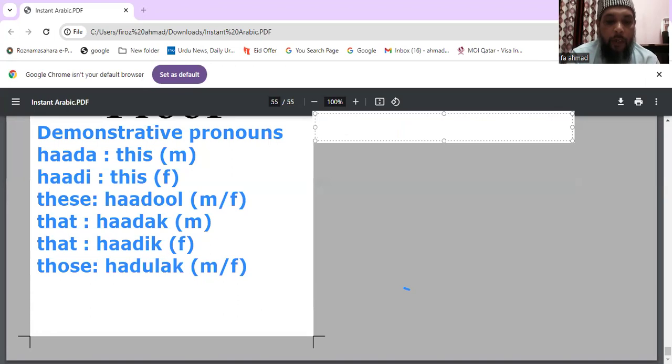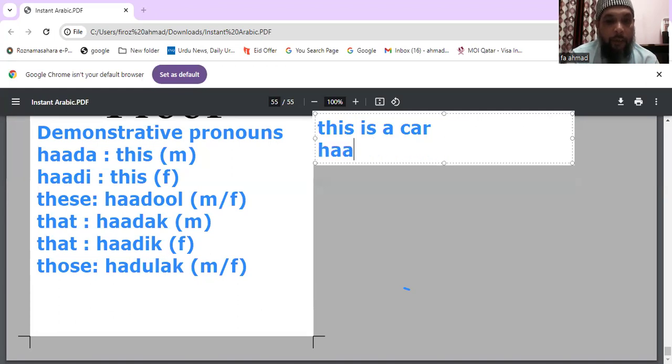Feminine word. Suppose this is a car. The first word is car. This is a car. Now don't say hada, now say hadi. But in spoken Arabic it is allowed: suppose you don't know if a word is masculine or feminine, you can use hada for all in spoken Arabic. This is allowed, but the correct way for feminine words is to use hadi.